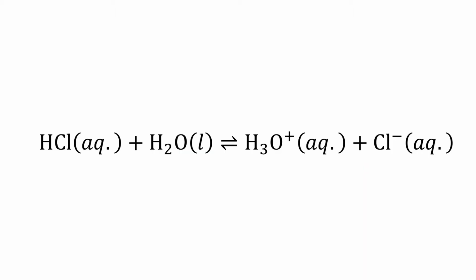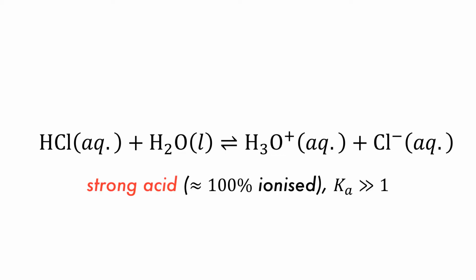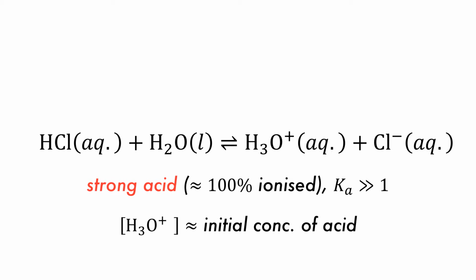Hydrochloric acid is a strong acid. One reason for this is because it is assumed to completely ionize as the Ka is much larger than 1. This means that we can assume the initial concentration of the acid is going to be equal to the concentration of the hydronium at equilibrium.